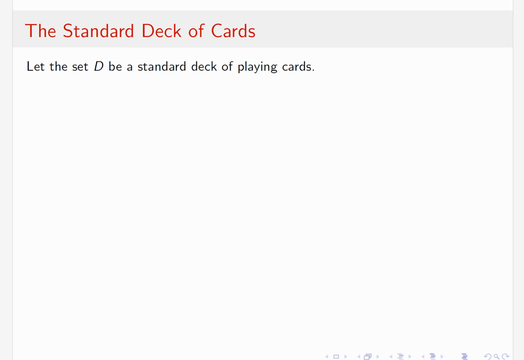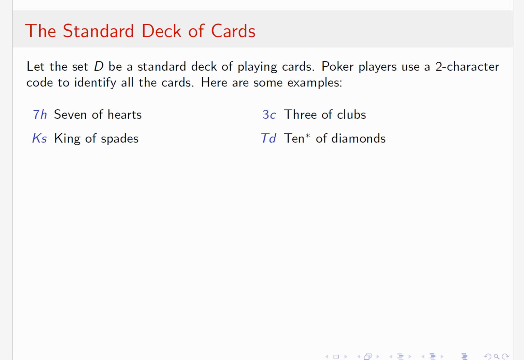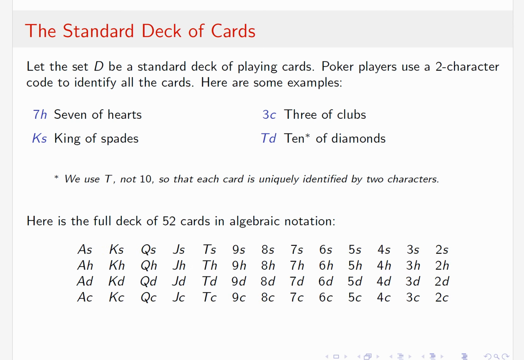And if D is the standard deck of 52 playing cards, we're going to have a way to identify them all. Poker players have a 2-character code that you can see demonstrated. Notice that the 10 will be written as a T rather than the number 10. That way, instead of a 3-digit code for anything that's 10, it's still a 2-digit code. And then you can see the entire deck written out in its 2-digit algebraic notation.